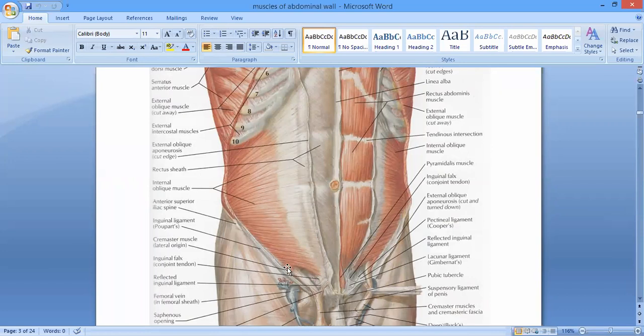So the lower free borders of the internal oblique muscle and the transversus abdominis muscle are going to form the conjoint tendon or the falx inguinale, okay. Number 1. Number 2, this conjoint tendon, you can see, is going to be attached medially here in the midline.